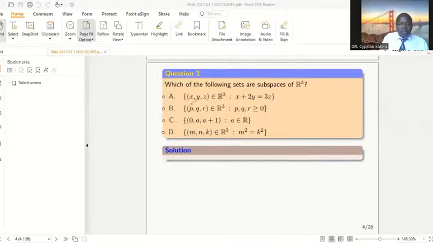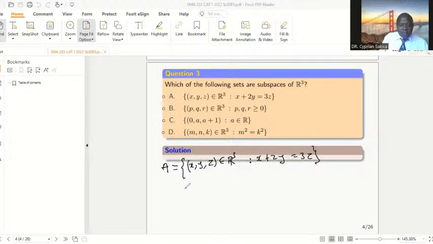We've been told that this, let me call it subset A, is given to us as a set consisting of elements X, Y, Z in R3, such that X plus 2Y will be 3Z. So we are not given another condition that must be met by the elements X, Y, and Z, other than that the first element plus 2 times the second element should give you 3 times the third element. That's the only condition that we are given.